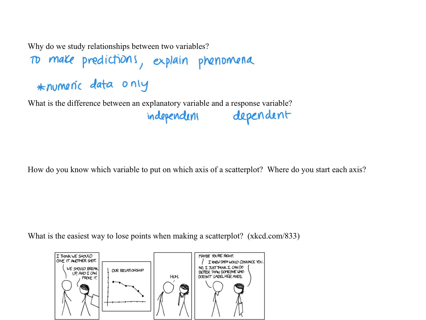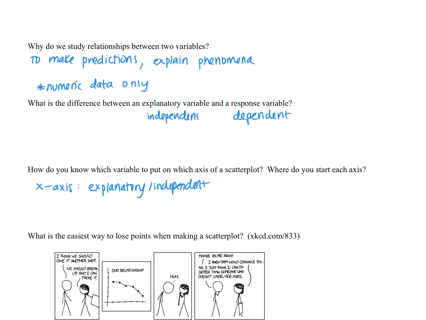The difference, how do you know what to put on each axis? The x-axis should be the explanatory or the independent variable. Are you guys okay if given two variables deciding which one would be the explanatory? You've done that in science a lot, probably.